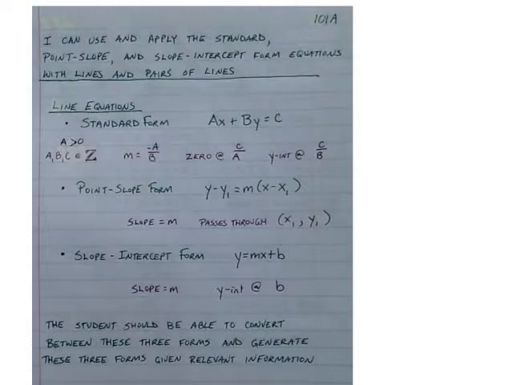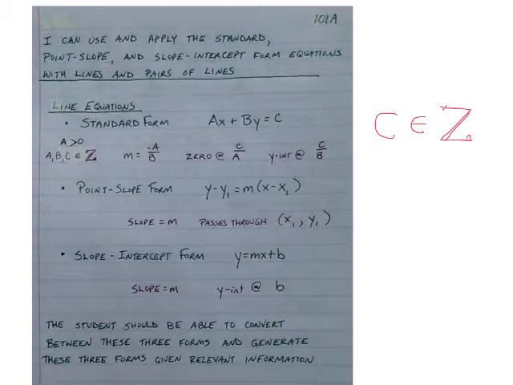And for this skill, there are three line equations that we are interested in. The first is the standard form, which is ax plus by equals c. And in this form, a should be a positive number, and a, b, and c should be integers. So that notation right there, c is an element of the integers.